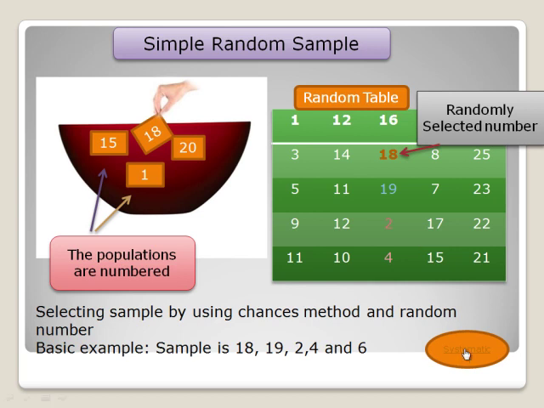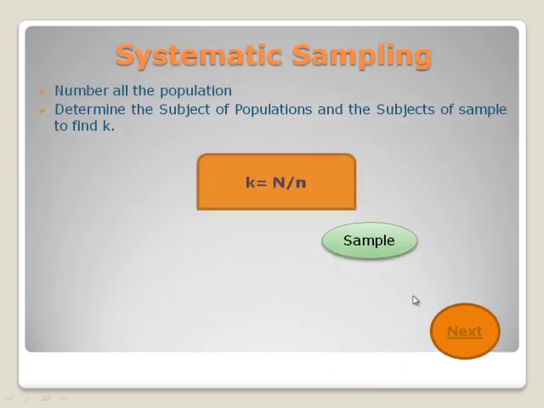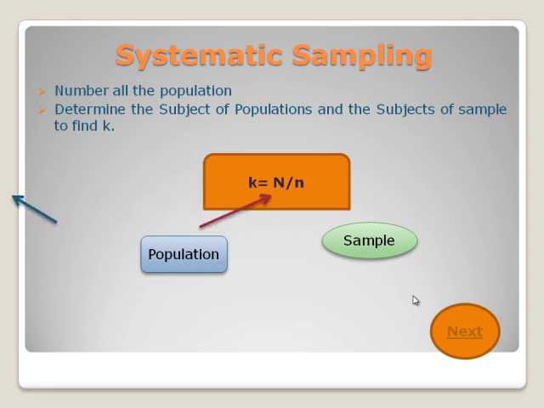Next, we go to systematic sampling. It is more or less the same as simple random sampling, in which the subjects of the population are numbered and then every Kth subject is selected. But how are we going to find K? In order to find K, the population must be divided by the sample size.